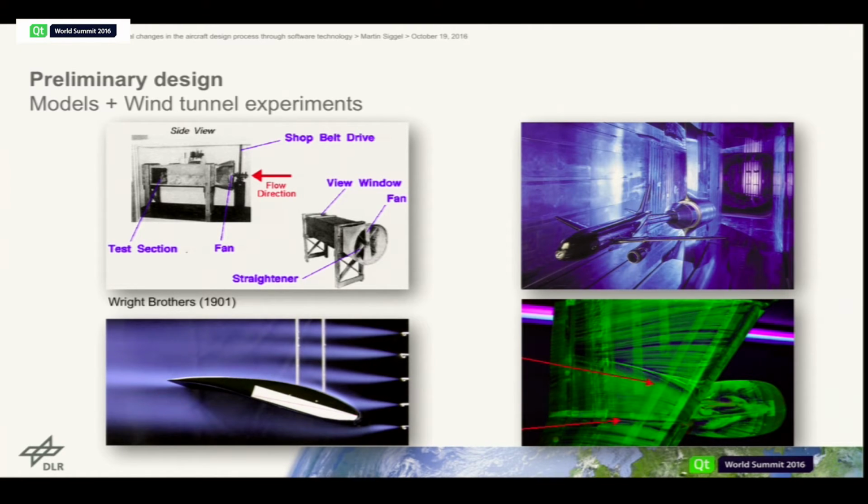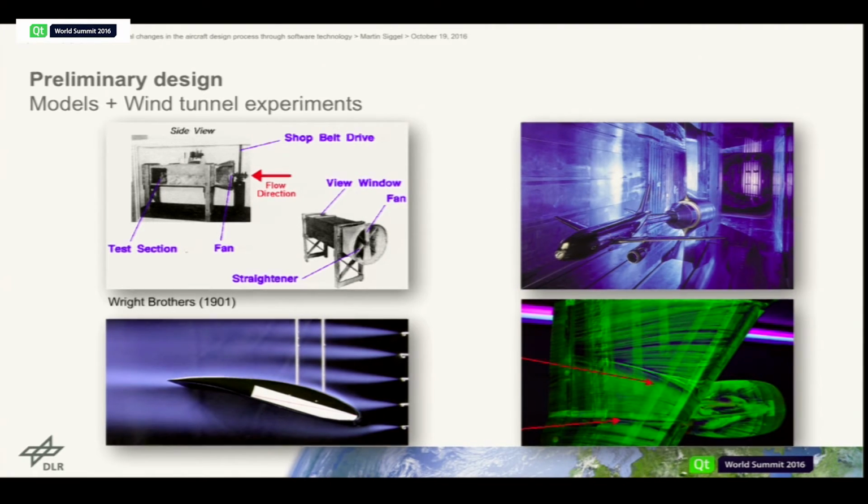But what you can do in a wind tunnel is you can visualize the air streams around the aircraft. You can find out where you have vortices, where you lose some efficiency, and so on. It's a really important tool. But of course, these experiments are expensive, right? Wind tunnel experiments are really expensive. These wind tunnels are huge machinery.